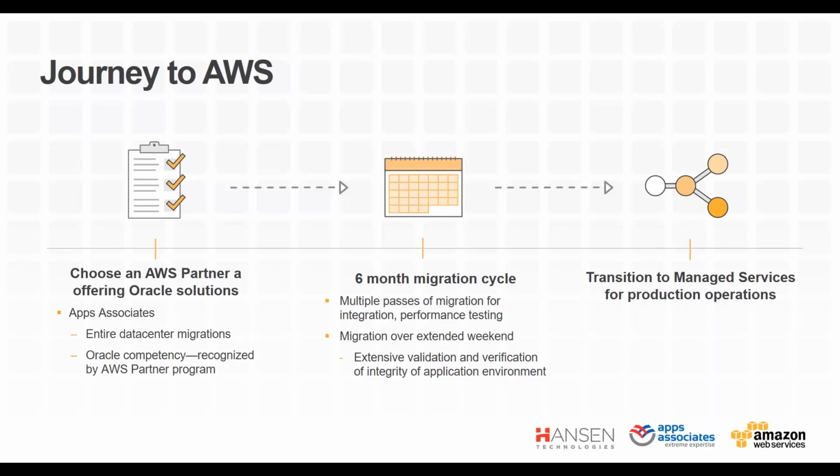At the end, our migration was scheduled over a weekend, in fact, last weekend. And over the last couple of days, we've been doing extensive verifications and validations of the integrity of our application environment. We are very pleased with the migration to date, and it's been working well. And so the path forward for us is to transition to some managed services with Apps Associates and continue to find ways to leverage the power that AWS brings to the table for us.